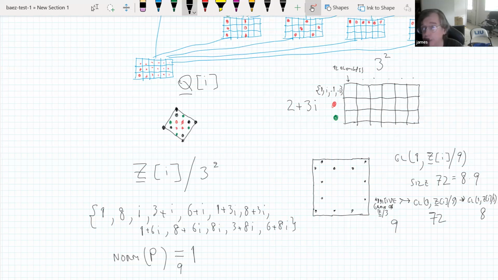In fact, it generally won't be a Gaussian prime. It'll probably be a normal prime. Sorry, I should not have said normal prime. Well, the norm of a prime is what I'm saying.